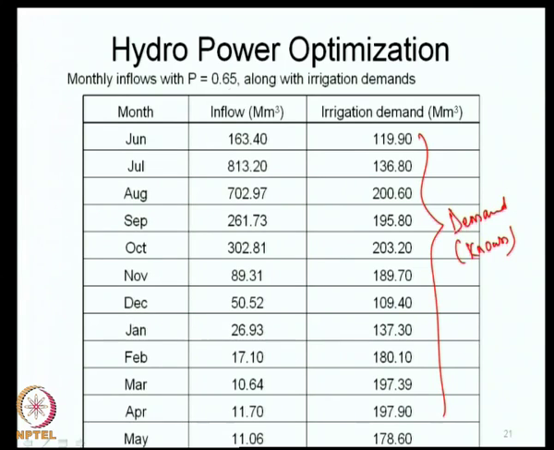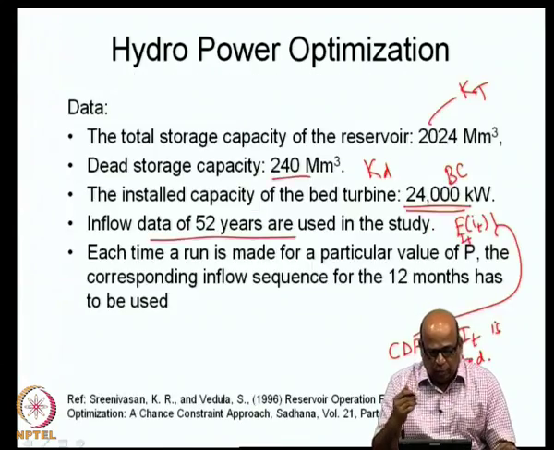Then you increase P, let us say P is equal to 0.65, you make it P is equal to 0.7. This inflow sequence will change. As you change this, the inflow sequence will change, because that will depend on the probability level, and for each of the months there is a different CDF, and corresponding to that particular probability level, in fact 1 minus probability of that, you will get a different inflow. Therefore, you rerun the model, keeping the irrigation demands the same here, and then you will get another maximum value of power that is generated.